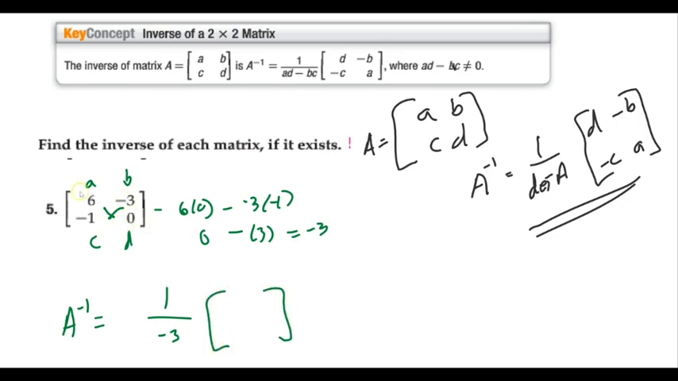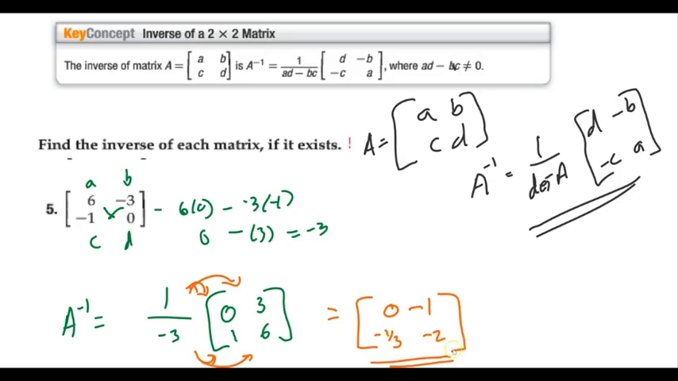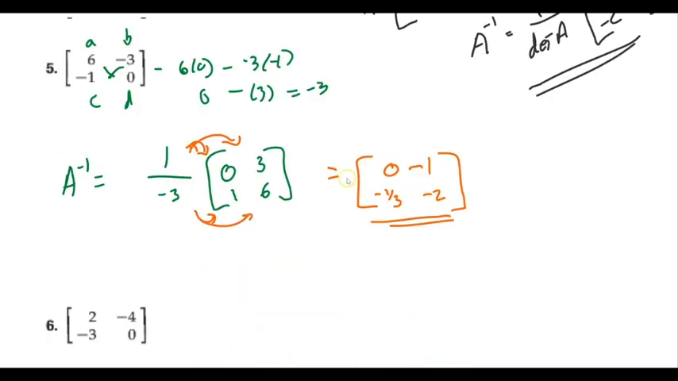Next part, we're going to switch these two. It becomes a 0, and that becomes a 6. Then we change the signs on these two. That negative 3 becomes a positive 3. That negative 1 becomes a positive 1. And that's my inverse. But we're not done there. Distribute that thing. We're going to multiply by that scalar. 0, negative 1/3 times 3 is negative 1. Negative 1/3 times 1 is negative 1/3. And negative 1/3 times 6 is negative 2. There is my inverse.